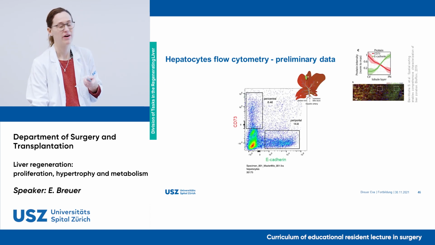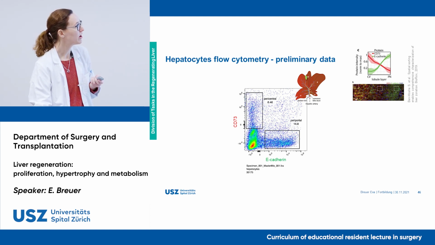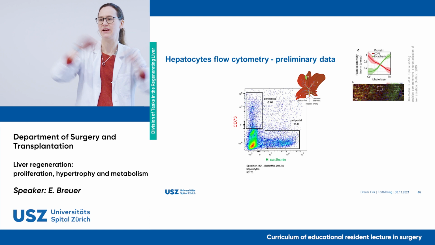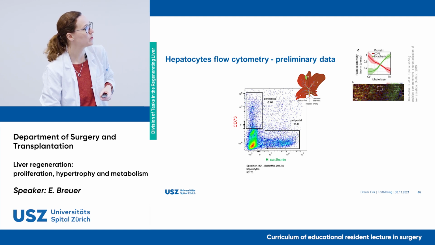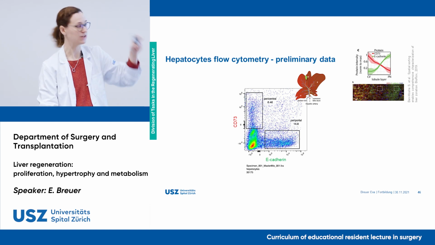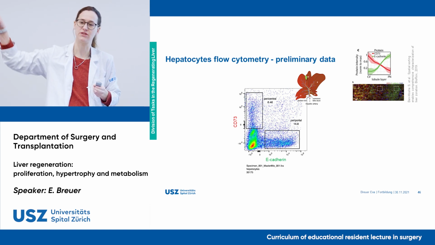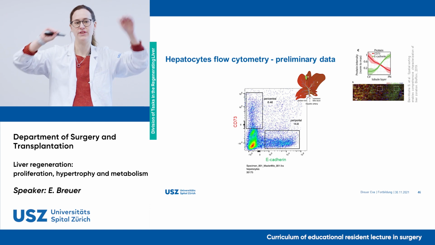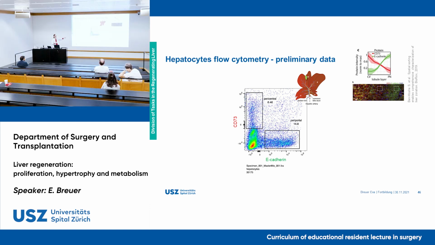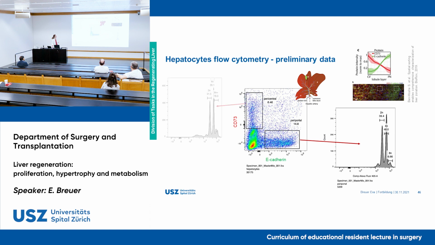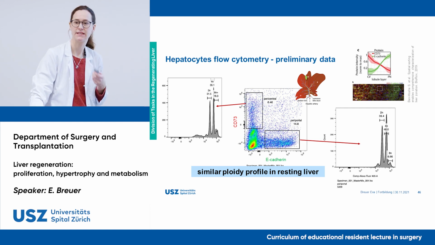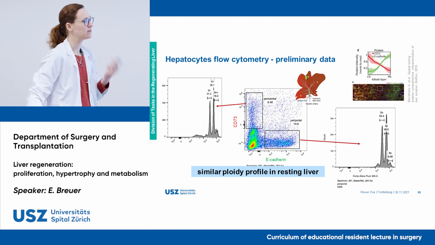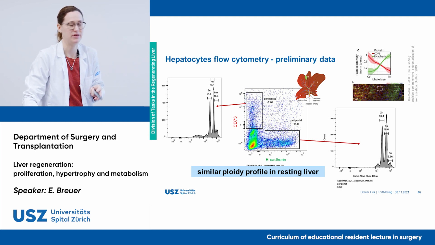Now, and this is the interesting part, we can analyze this by zone. We have two markers which are opposite to each other depending on their location on this portocentral axis. CD73 is expressed around the central vein, and E-cadherin is expressed on the other side, from the portal vein. Depending on their relation, we can say this hepatocyte is from the portal vein, or from the central vein, or somewhere in the middle. If we take a look at the ploidy profiles, we see more or less similar ploidy profiles for these zones in the resting liver, but at the moment we still don't know what happens after hepatectomy in these zones.